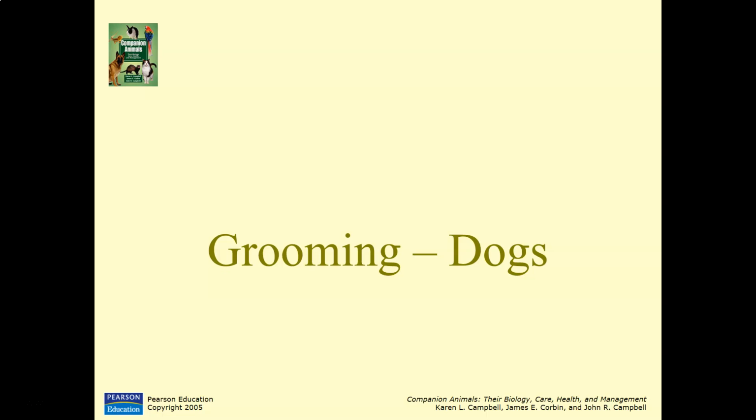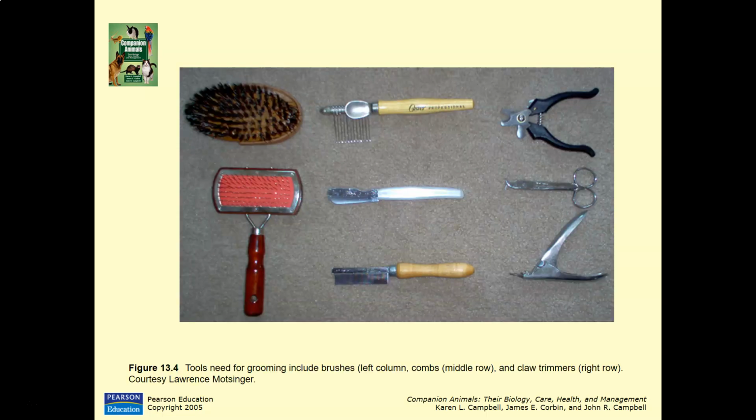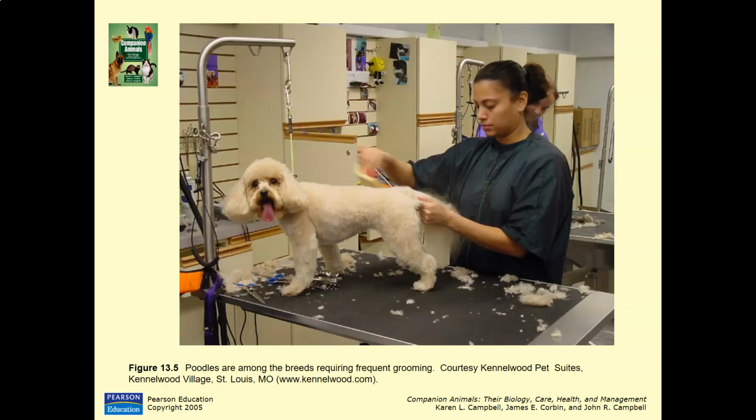This is looking at it from the perspective of showing dogs, but it is important too for some dogs that have really thick coats. Maybe in the summer, getting them taken in to be trimmed down or even shaved, because it's super hot, helps them. Even if you're not showing, there are things you can use here. Here are some tools you might need for grooming: combs, claw trimmers, things like that.